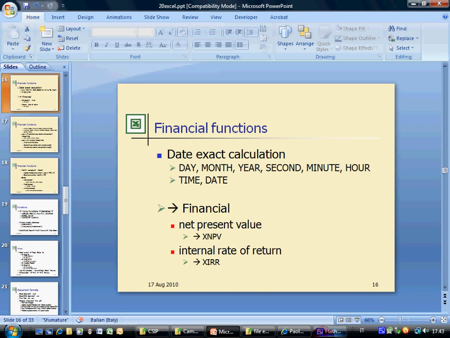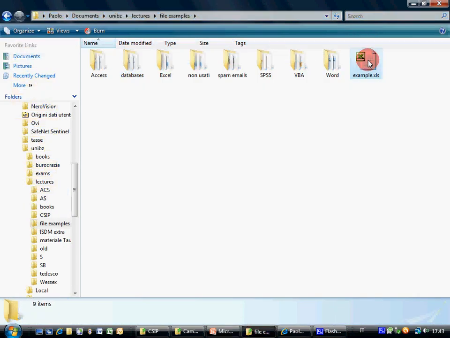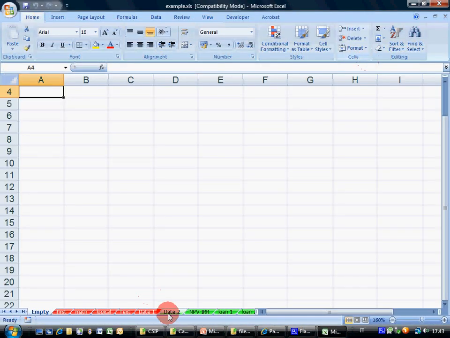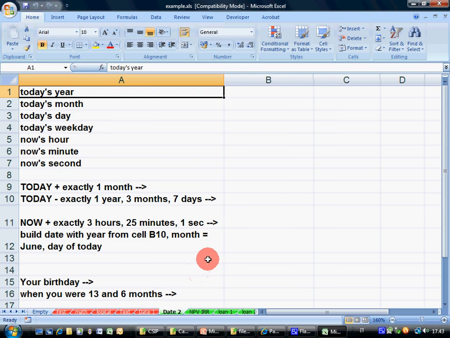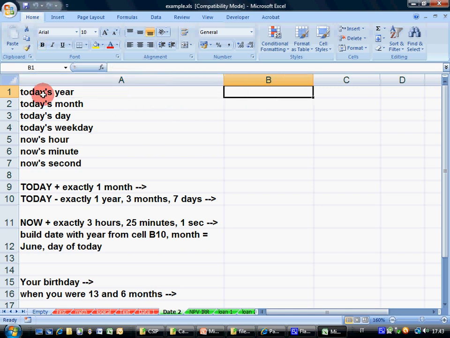Let's see them. We open the usual file. We go to date 2. Okay. This is very similar to things we have already done before. Let's see first of all how to extract parts of a date. So suppose you have a date given in a cell or given by the function today, and you want to extract a part of it.